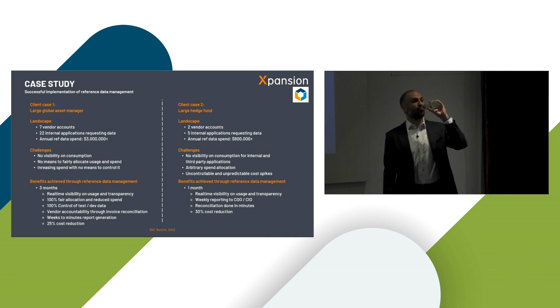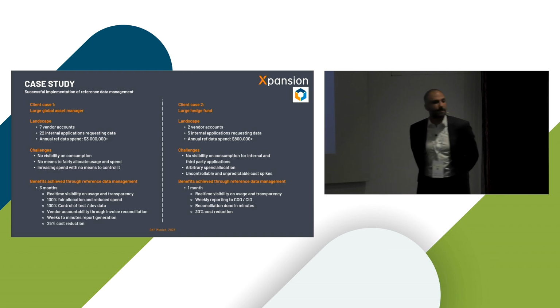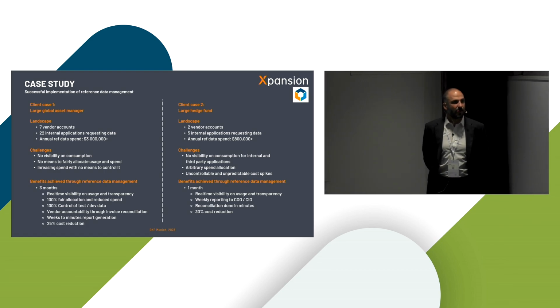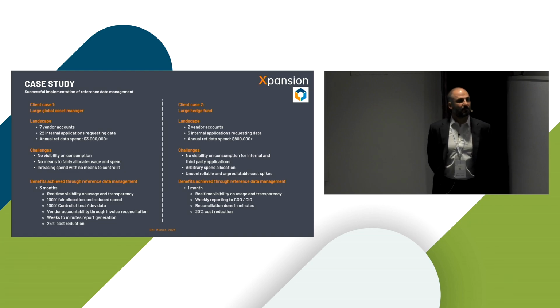So the cost reduction topic is one part of the medal, one side of the medal. Correct. The other one is if you are achieving visibility on usage and transparency here, it might be the case that there is some usage which is not entitled. So the other way around, you see, using data without any access to that data, or agreements on this.